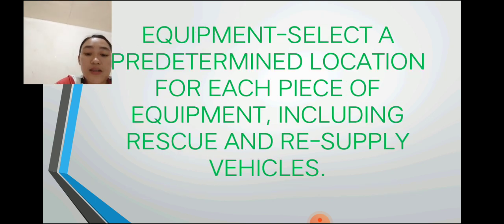Equipment. Select the predetermined location for each piece of equipment, including the rescue and resupply vehicles. Careful planning for all possible situations helps in choosing the most favorable location for the equipment when the actual crash occurs. So consider the use of other emergency equipment on the installation and in the area. Plan the location and application of emergency equipment and keep other emergency organizations informed.